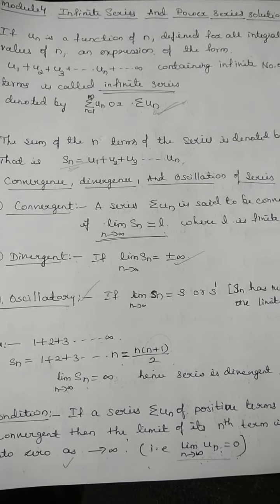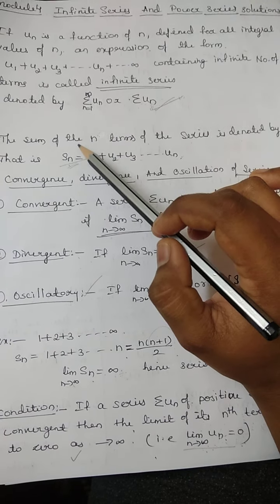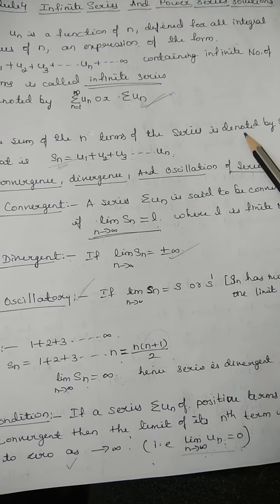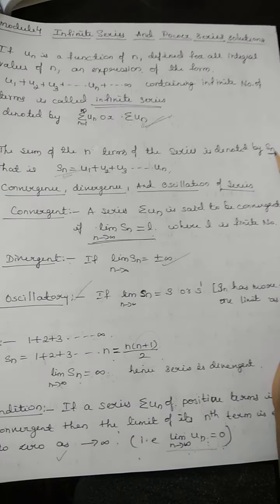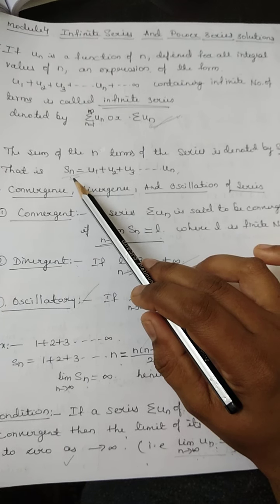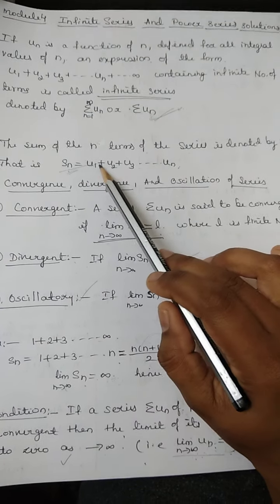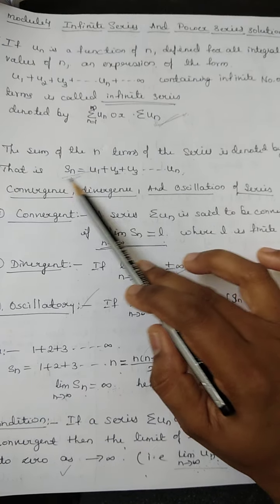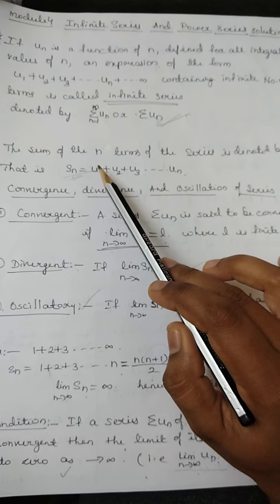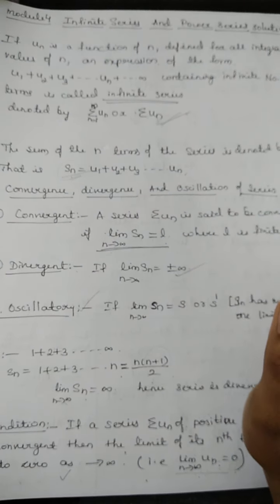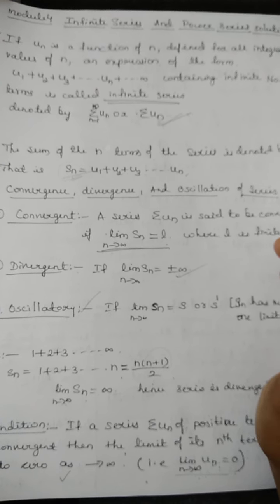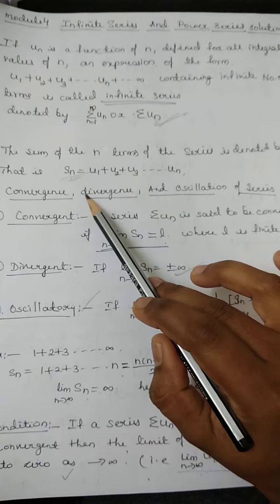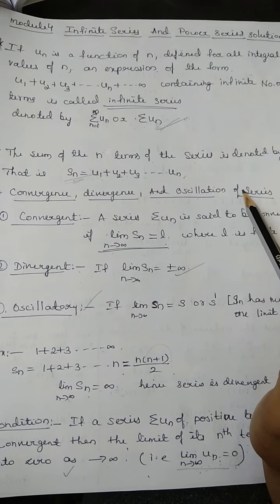Now next, suppose the sum of the first n terms of the series is denoted by Sn, and represents the sum of n terms of the series u1 plus u2 plus u3 and so on up to un. Here Sn plays an important role because whether the series is convergent, divergent or oscillatory depends upon Sn only. Next, convergence, divergence and oscillation of a series.